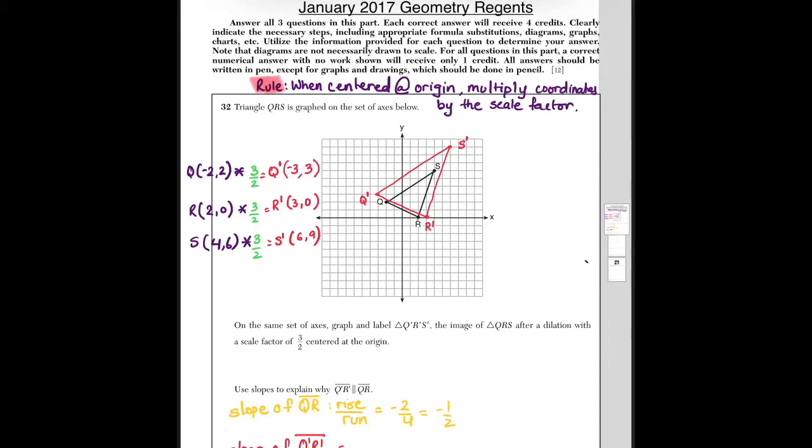And let's find the slope of Q prime R prime. It is going down 3 units. Since it's going down, it's -3 and over 6. You can count that, and that also simplifies to -1/2. So now what can I say? They both have the same slopes, right? Same slopes. Therefore, these 3 dots mean therefore, Q prime R prime is parallel to segment QR.